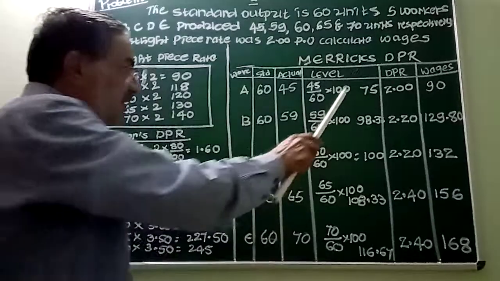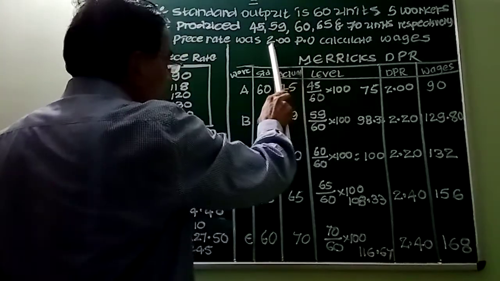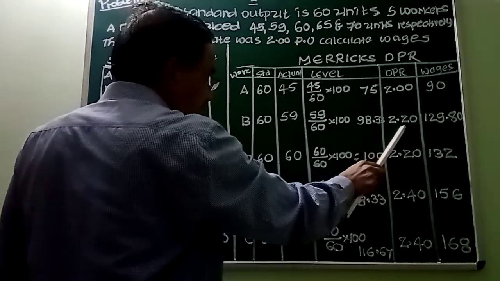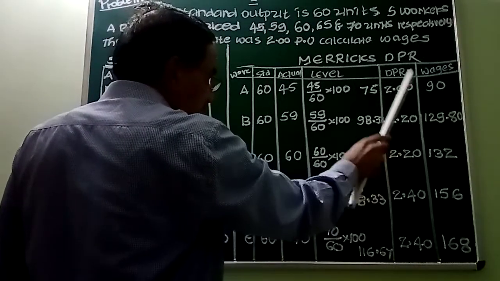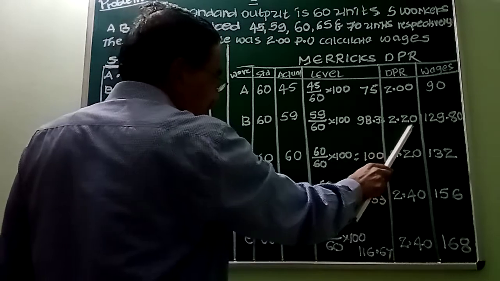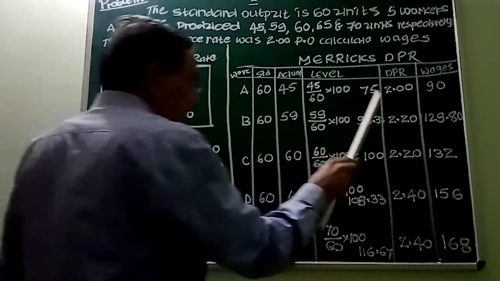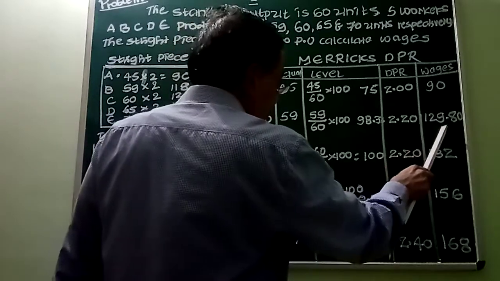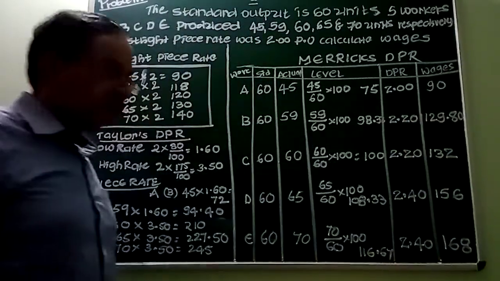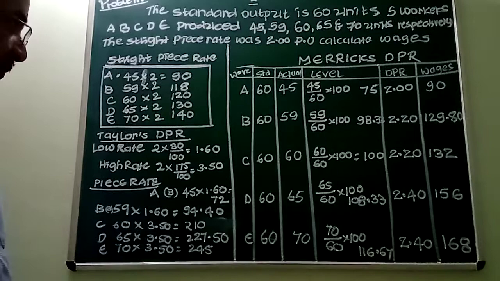110% of 2 rupees is 2 rupees 20 paisa. 2 rupees plus 10%, 20 paisa, put together 2 rupees 20 paisa. So you have to multiply actual output with the differential piece rate, that is 129 rupees 80 paisa. So this is the second worker's story.